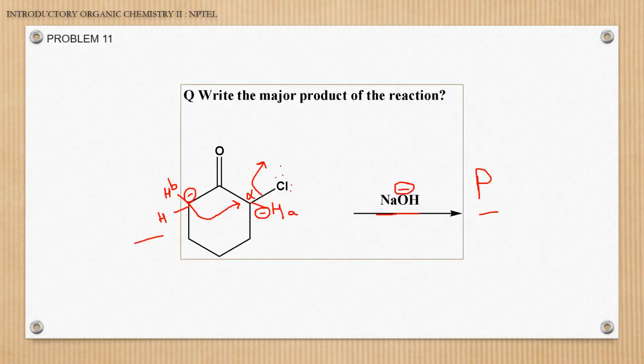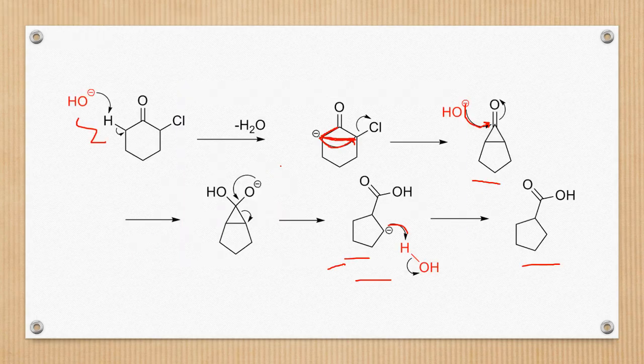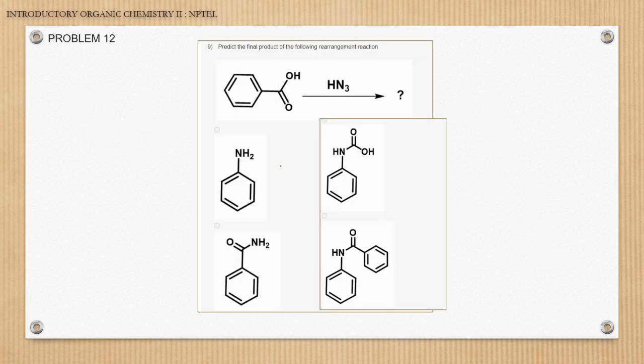So this is basically a name reaction known as the Favorsky rearrangement reaction, and this is the mechanism for it. Whenever you have an alpha halo carbonyl compound, that is an alpha halo ketone, as the reactant, and you treat it with a nucleophilic base like sodium hydroxide, you can see the rearrangement that is known as the Favorsky rearrangement. Now coming to problem number 12.